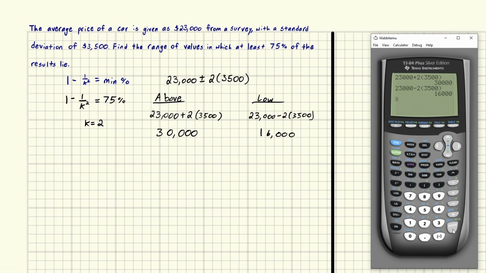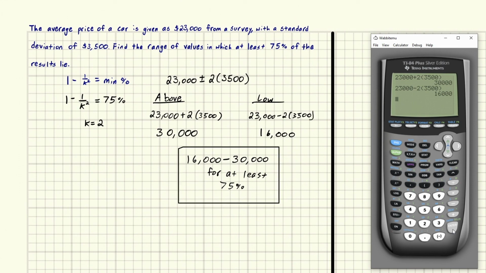So that means that at least 75% of the values lie between the range of, let's start with low first, it's kind of weird to have high first, 16,000 to 30,000 for at least 75%. And we go ahead and we box this. We say, here you go.